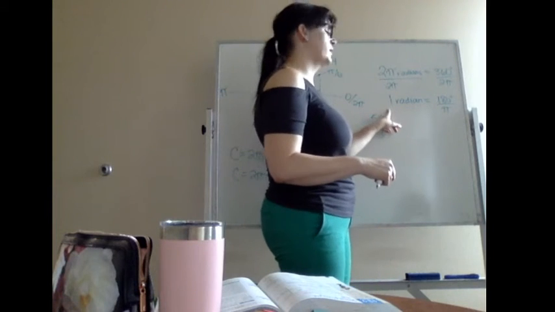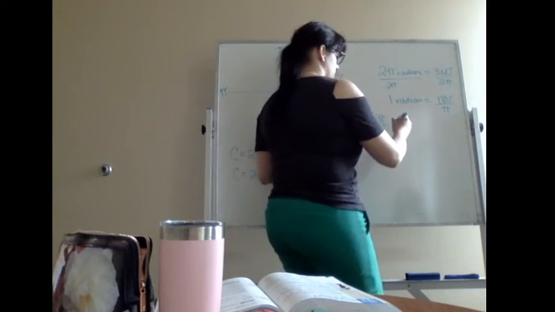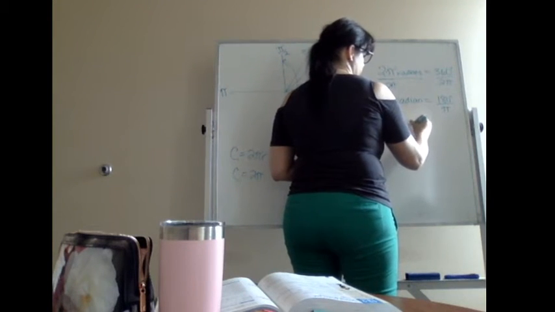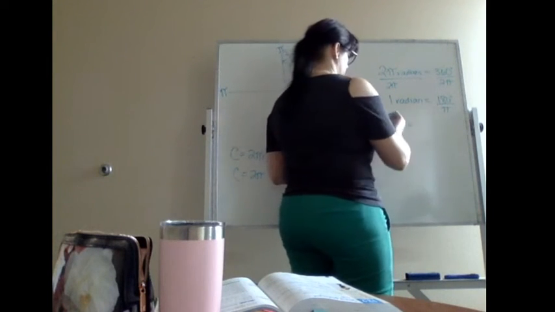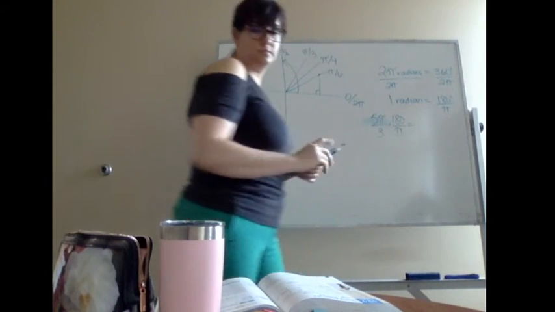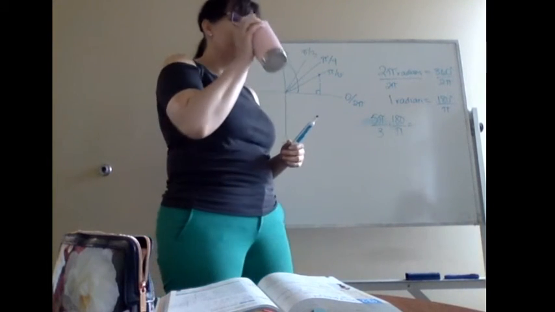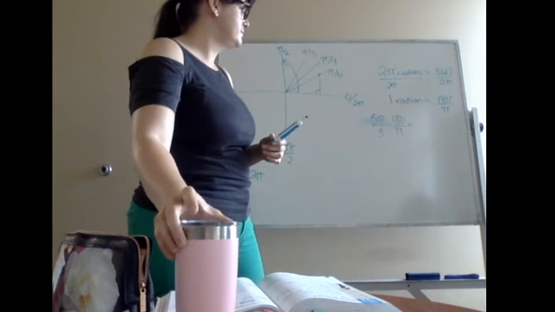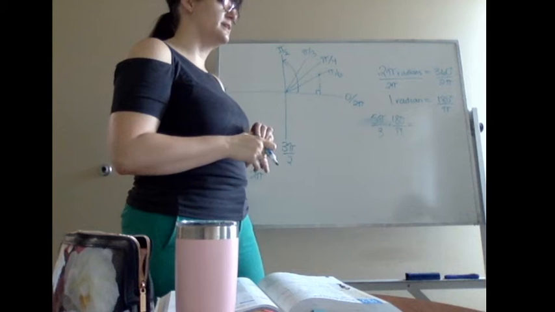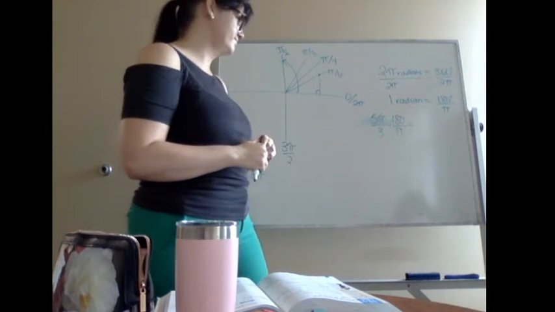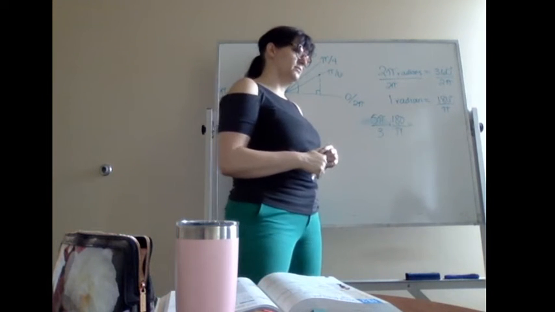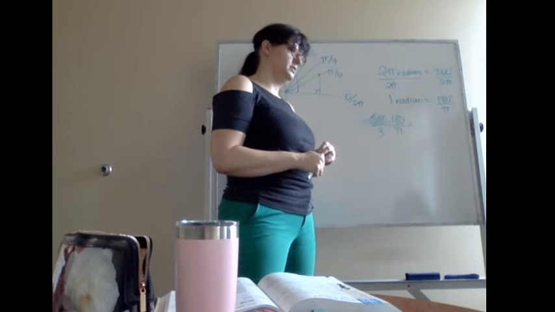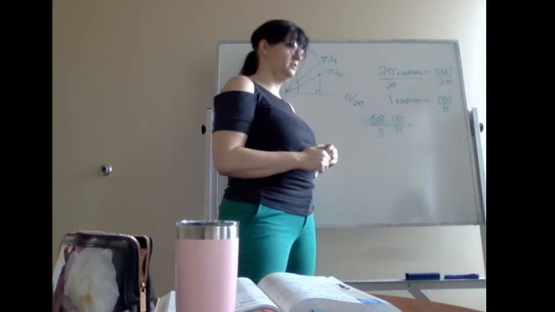Well, for every 1 radian, it's 180 over pi. So I need to multiply by 180 over pi to figure out how many degrees it's going to be. We have 5 pi over 3, and that's a radian measure. And we know that 1 radian is 180 over pi. So we're going to multiply that.